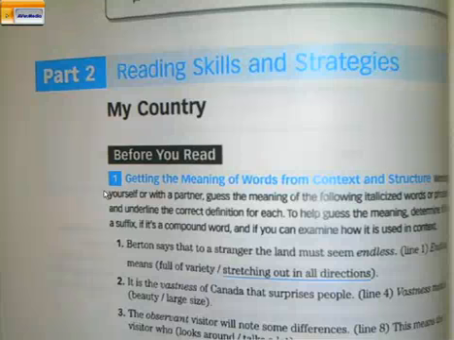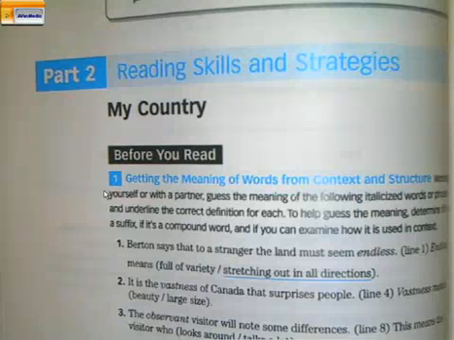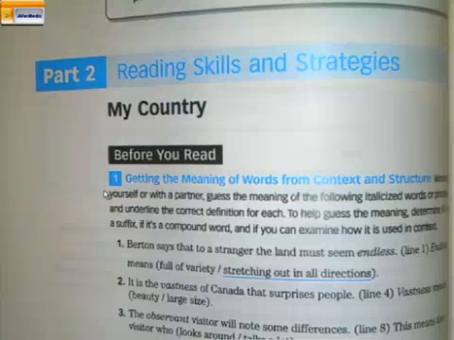Before you read, we want to get the meaning of words from context and structure. We try to understand the meaning of the words from the sentence itself, from the context. This will help us to understand the text. When we meet these difficult words, we understand the text more, because we already understood or gotten the meaning of these words before we read the text. Number one is done for us.